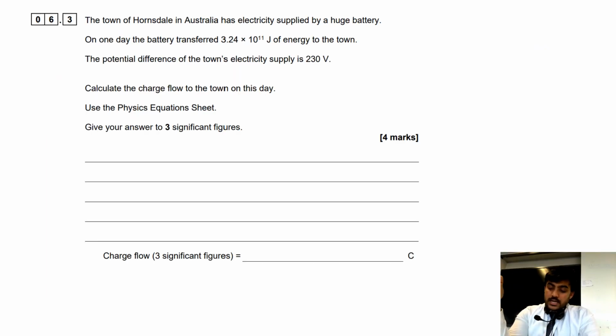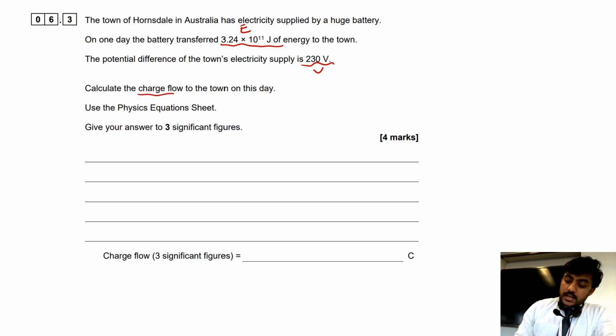The town of Hornsdale in Australia has its electricity supplied by a huge battery. On one day, the battery transferred 3.24 times 10 to the 11 joules of energy to the town. That's my energy transferred, usually with the symbol E. The potential difference of the town's electricity supply is 230 volts, just like the UK. Calculate the charge flow to the town on this day, and charge flow has the symbol Q. Well, how did I know that charge flow had the symbol Q? Because I learnt it from the symbols test. Use the equation sheet to give your answer to 3 sig figs.